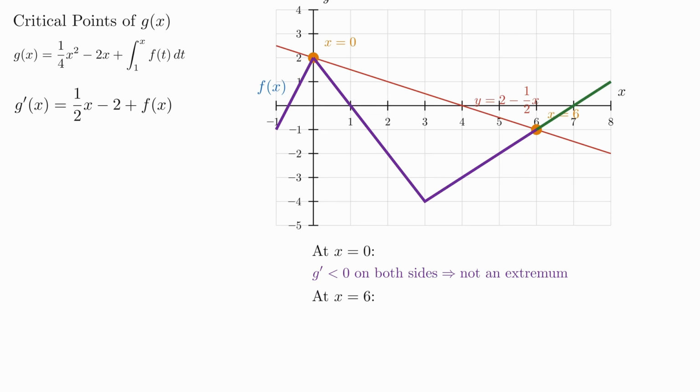On the other hand, at x equals 6, the derivative changes from negative, where we're purple, where f of x is below the line, to positive, where we're green, where f of x is above the line. So that's definitely a local minimum because g prime has gone from negative to positive. Also, I really do not like it if you write negative and positive, or a little minus sign and a little plus sign. I prefer an abbreviation of negative, neg, and an abbreviation of positive, pos, but that may just be me.